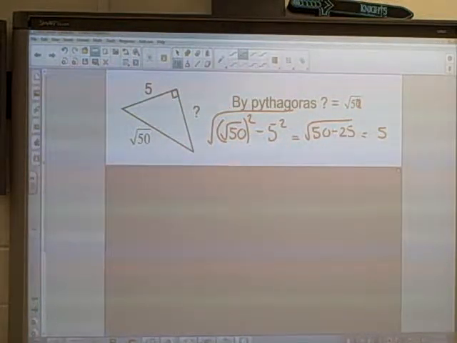Very complicated, and in the next clip we're going to look at what we did, summarise, and then try a second question.